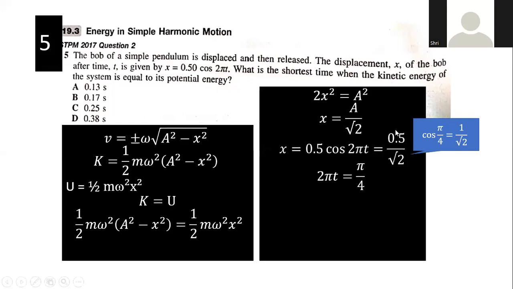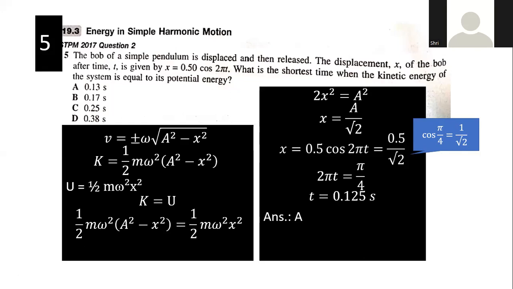What we do is we cancel the 0.5 and 0.5, and this 1 over root 2. 1 over root 2 is cos pi over 4. So pi over 4 equals to that. And you can cancel the pi, take the 2 down, and calculate it out.